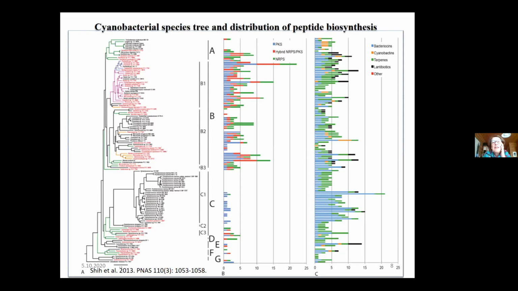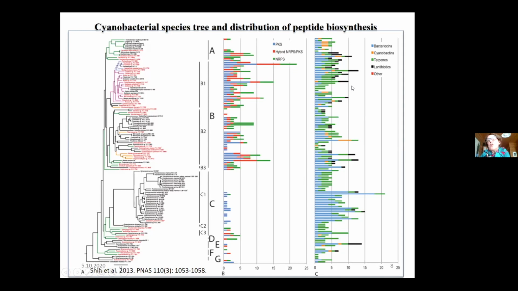But then we decided to look for biosynthetic gene clusters among these strains. The blue color indicates polyketide synthetase, green color non-ribosomal peptide synthetase, and the hybrids are marked with the red color. You can see that this kind of biosynthetic system seems to be very common in heterocyst-forming, filamentous cyanobacteria, but not so common in unicellular cyanobacteria, where there is only polyketide synthetase.